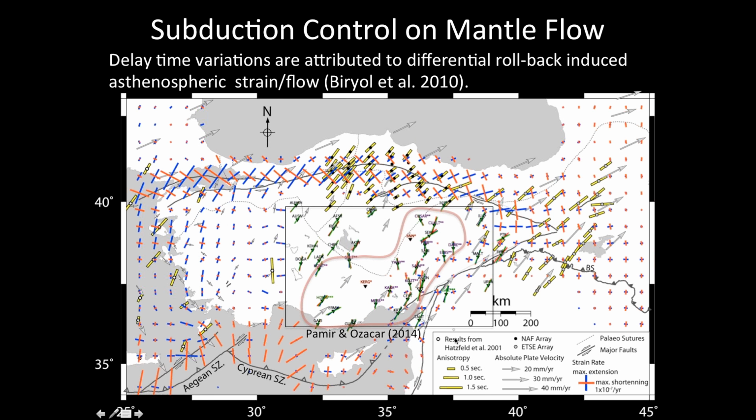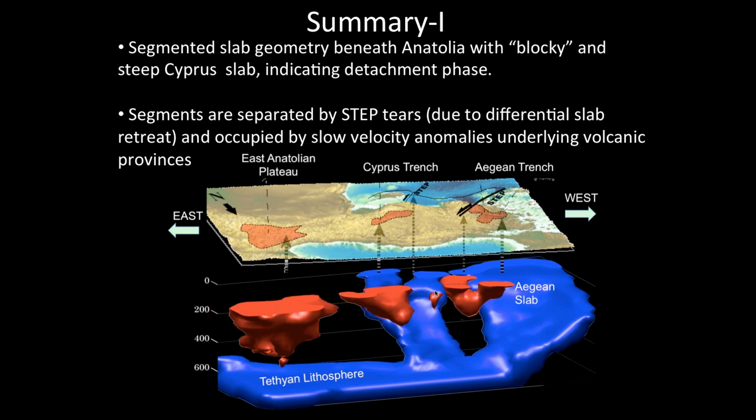We believe the differential rollback rates taking place along the Cyprus and Aegean arcs might be responsible for the broad background anisotropy observations, but in a local sense, near the subduction zones, we believe the slab geometry being steep in the east and relatively gentler in the west controls how mantle is flowing around it.